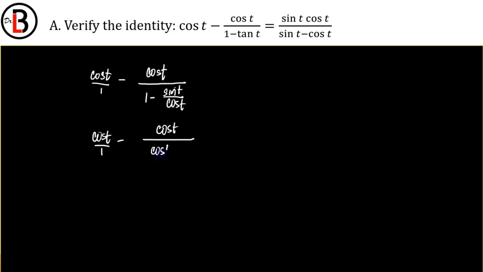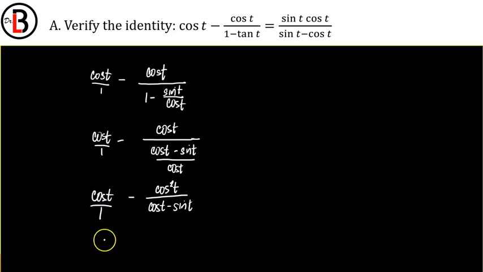This one is cosine t all over, when I combine this, this becomes cosine t minus sine t over cosine t. So this is the longest bar. If I do this, it becomes multiplication. It flips. It becomes cosine squared t all over cosine t minus sine t. Take note that it has two levels already. So we stop at that and then we combine them.